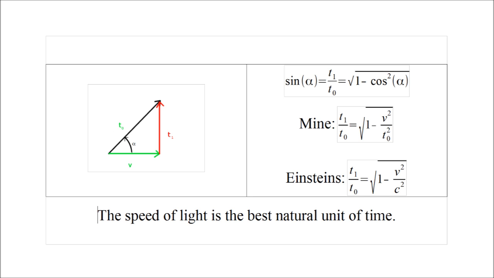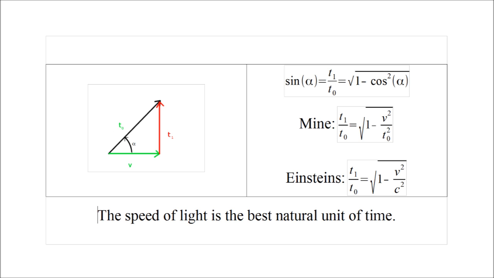talking about both. So the sine of alpha is the opposite over the hypotenuse, t sub 1 over t sub 0, and that is the same thing as the square root of 1 minus the cosine squared of alpha, and that gives us Einstein's gamma function. And it took all of 3 seconds to do it.